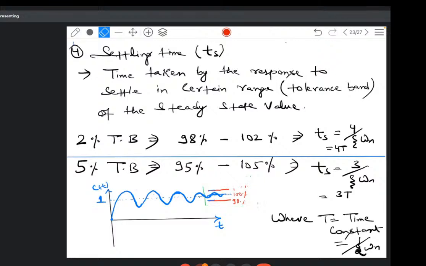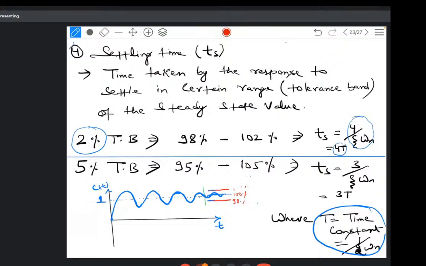It doesn't matter. So for 2% tolerance band, that is for this particular range, the settling time is 4 by zeta omega n, and 1 by zeta omega n was what? Time constant. I know that my time constant is written as 1 by zeta omega n, right? So for this 2% tolerance band, my settling time is 4 by zeta omega n, which is also written as 4 times the time constant.